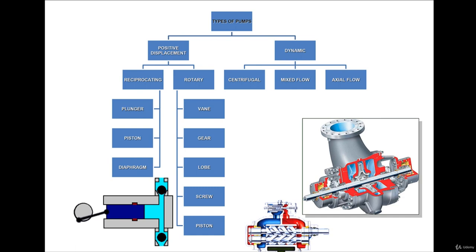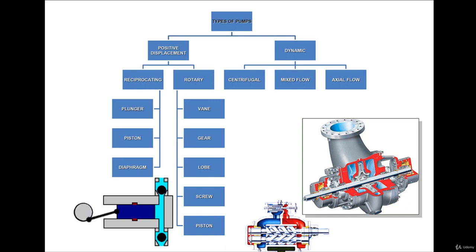And the dynamic type depends on rotating blades. It's like a fan: rotating blades, an impeller. An impeller consists of vanes, and these vanes accelerate the flow. So the dynamic type is either centrifugal, mixed flow, or axial flow, depending on the outlet flow. The outlet flow comes parallel to the axis of rotation, like axial flow, or gets out perpendicular to the axis of rotation in the radial direction. This is called the centrifugal type, or in between, like a mixed flow pump.